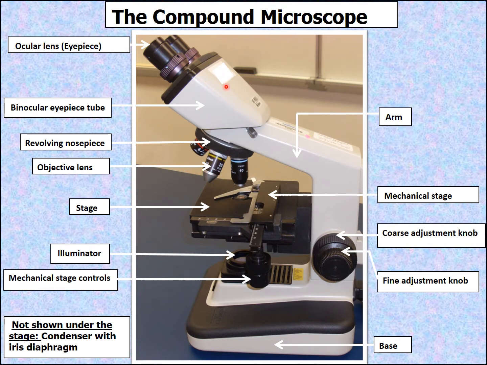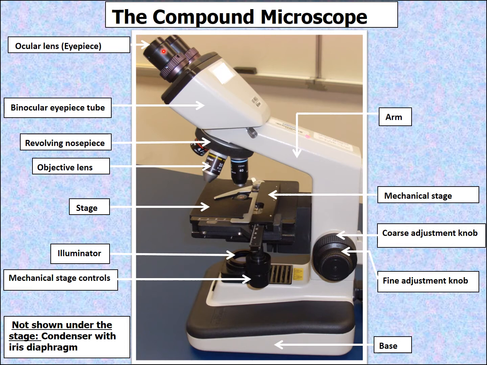This can be swiveled around so that you can have the eyepieces facing this way or this way. Let's see, we've got the revolving nose piece. This is the nose piece. It revolves, and what's attached to it are the objective lenses. So we have two sets of lenses here. We have the ocular lenses and we have the objective lenses.